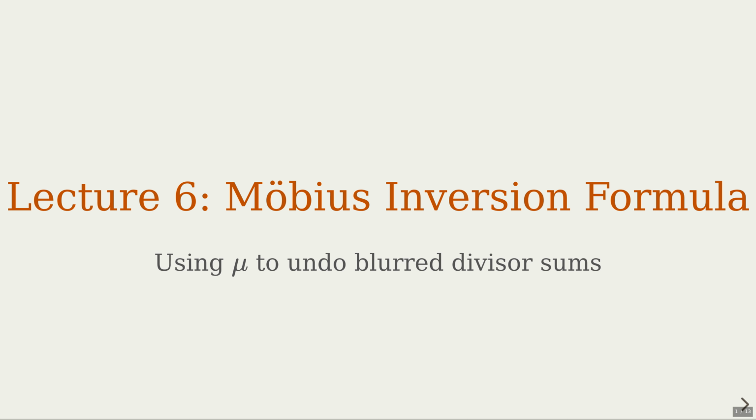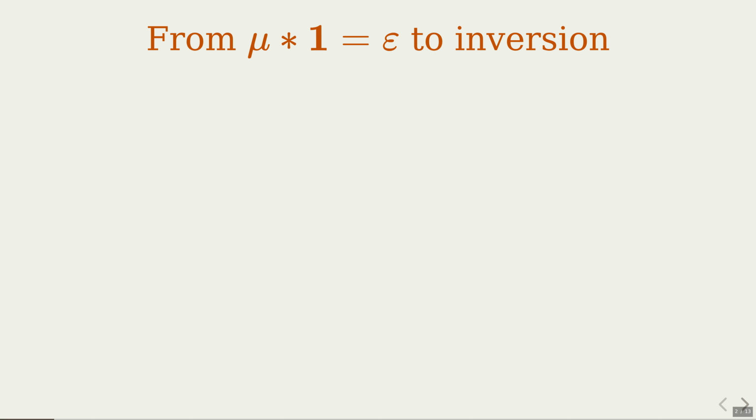Welcome everyone. Today, we'll dive into the fascinating world of the Möbius inversion formula and see how it helps us recover important arithmetic functions. Last time, we proved the key identity that convolving mu with the constant 1 function gives the epsilon function, which is 1 at n equals 1 and 0 otherwise. So we know mu sort of cancels those divisor sums, but we have not yet turned that into a general formula we can use, right?